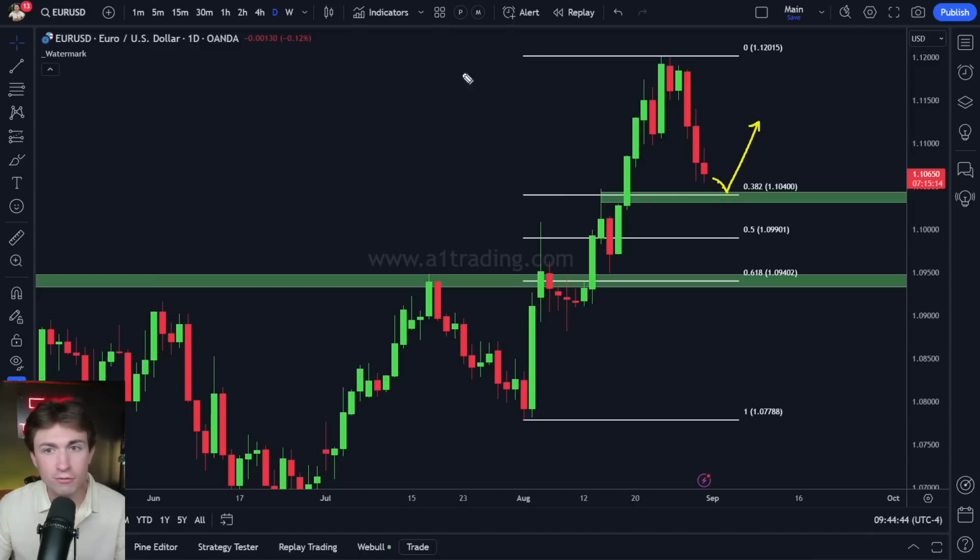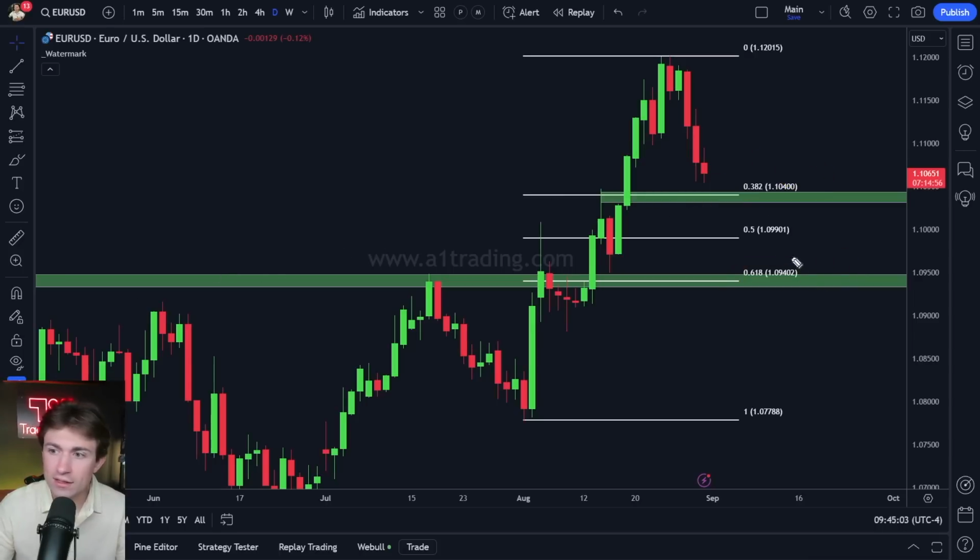Now, when I say first attempt, what I want to mention is that this would be my first of maybe 2 or 3 attempts on going long the euro. So if it doesn't work out here and I need to stop out of that idea, I may try a second time if we get down to the 61.8% retracement. So I have a couple entry ideas here on the euro.